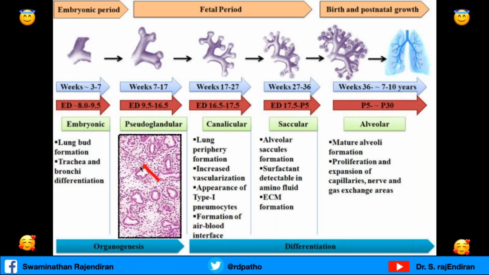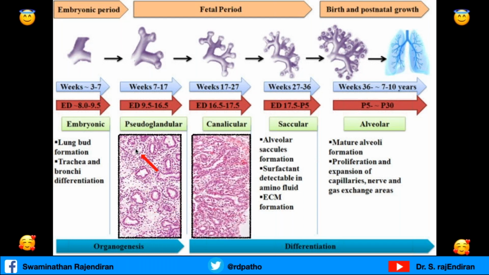In the pseudoglandular phase, we will have glands. If somebody says this is lung, nobody will believe. And probably you all might be doing fetal autopsies and you might have seen these things. There's a lot of mesenchyme in between the glandular epithelium. And one thing you have to remember, the fetal type of adenocarcinoma will exactly resemble the pseudoglandular pattern. Keep that in mind.